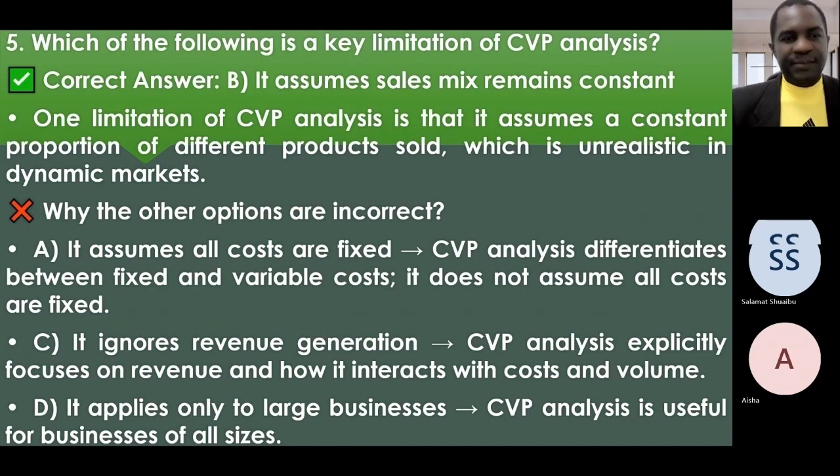And that is why A, which assumes all costs are fixed, is wrong. CVP analysis differentiates between fixed and variable costs. All costs are not fixed; they can be fixed and variable. So CVP does not assume that all costs are fixed. The answer is B. It assumes that sales mix remains constant, which is a limitation. It's not possible that sales mix remains constant, because you could also kill a product. A product cannot stay in perpetuity. So this assumption is one of the limitations of CVP analysis.